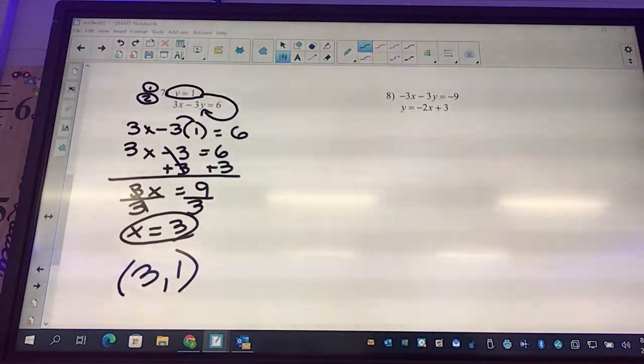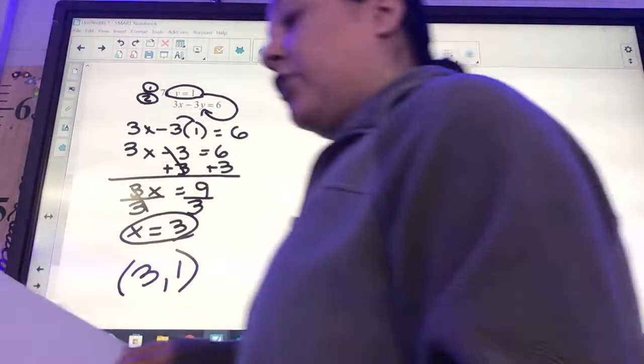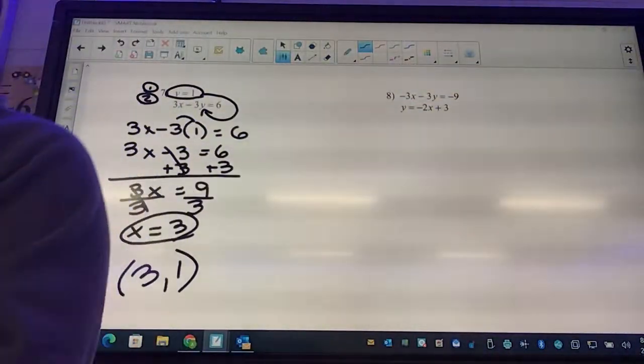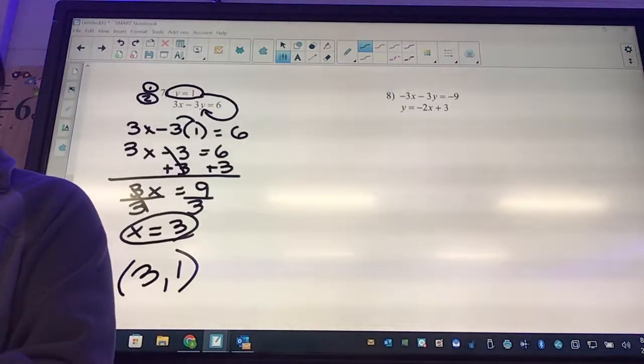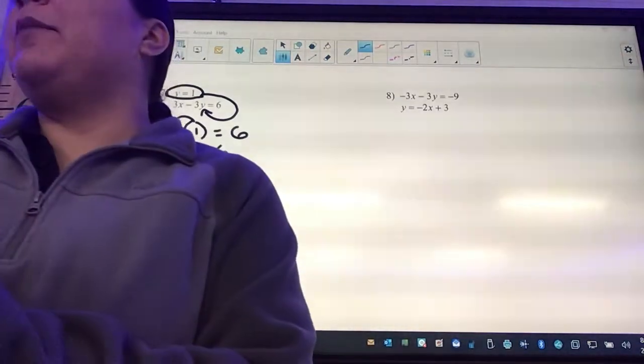Okay, same as yesterday. I want you to rip the back page off and throw it away. Okay, you guys got 4 to do: 2, 4, 6, and 8. And then put it in the box when you're done.